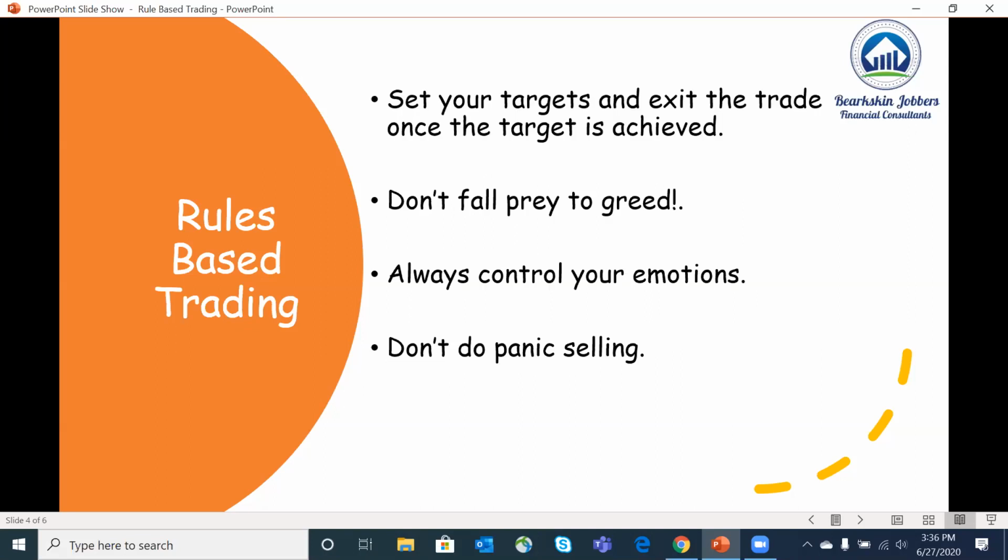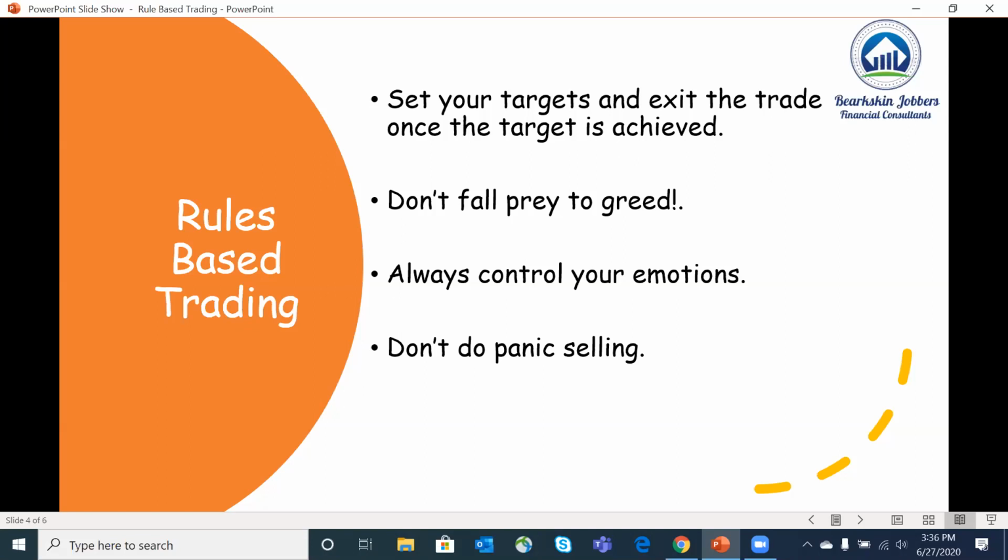And set your targets, exit the trade once the target is achieved. This is also very important. You have set a target that you will sell this stock which you bought at $10. You're going to sell it at $13. Once your target is achieved, then you must exit the trade. Don't wait for one more dollar. You wait for one more dollar, you do greed, and then the stock from 13 falls back to 11.